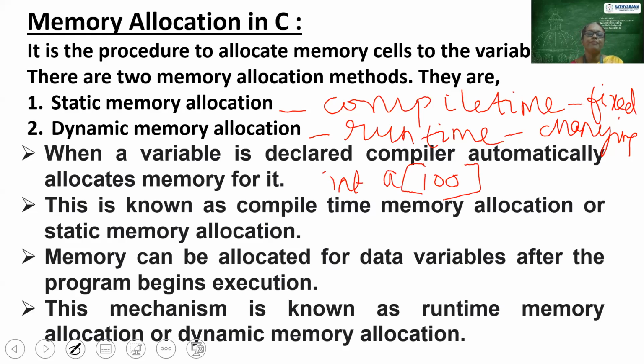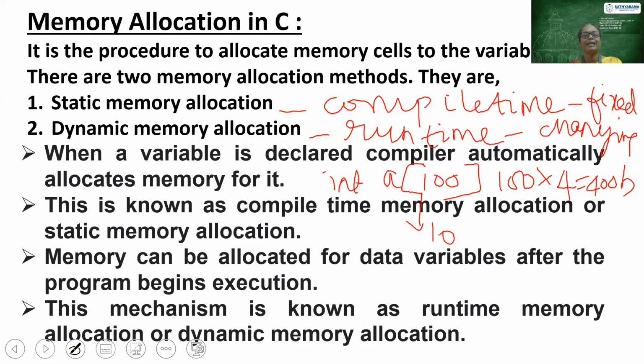Take integer, for example. If it is a 32-bit system, we all know how many bytes an integer occupies: 4 bytes. So automatically 100 into 4, that is 400 bytes, will be given. But suppose I am going to use only 10 inputs. In my runtime, I am going to give only 10 inputs.